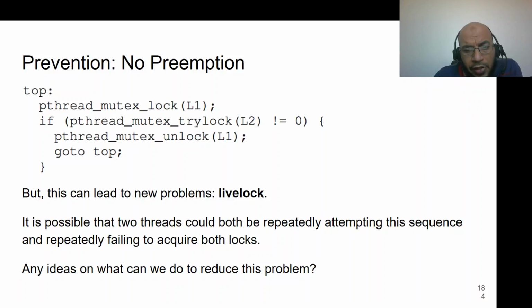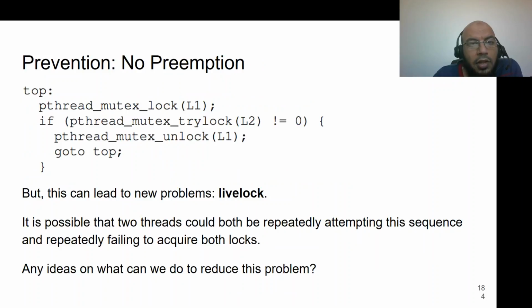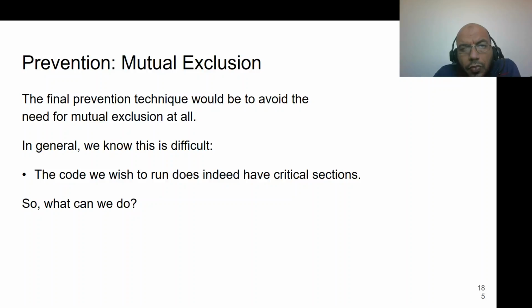So you can think of ideas to reduce this problem. One of them would be to add some random wait after you acquire a lock. There are ways to do that. The final prevention technique would be to avoid the need for mutual exclusion at all. In general, this is quite difficult because the code we wish to run has some critical sections, and if you have critical sections, then by definition you need mutual exclusion.